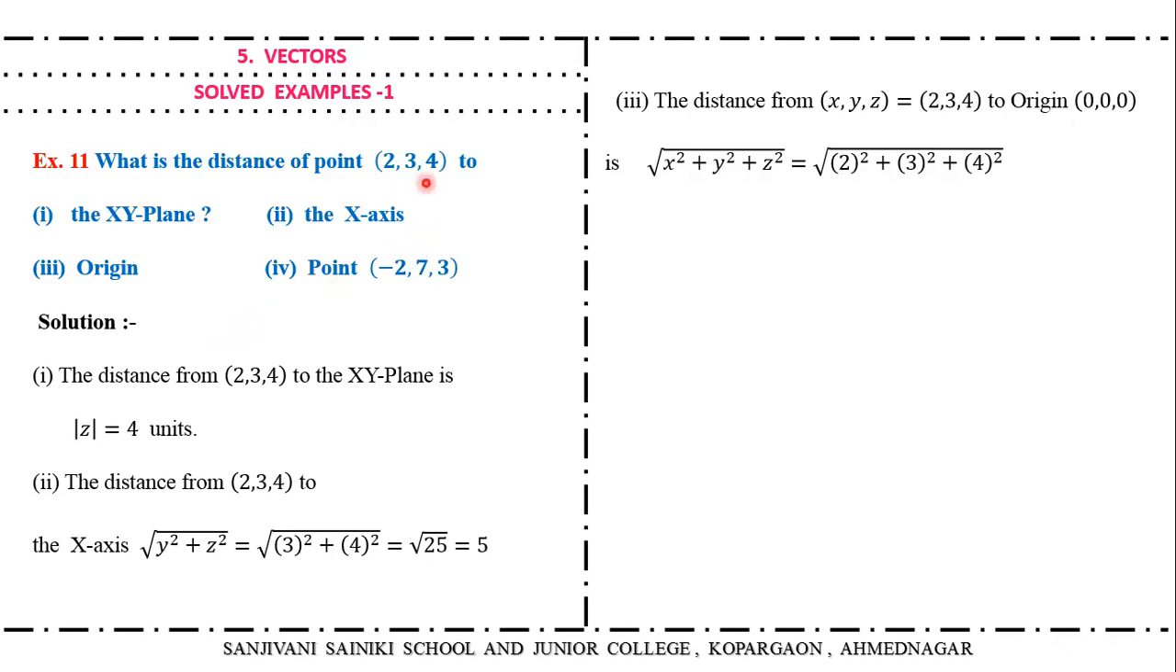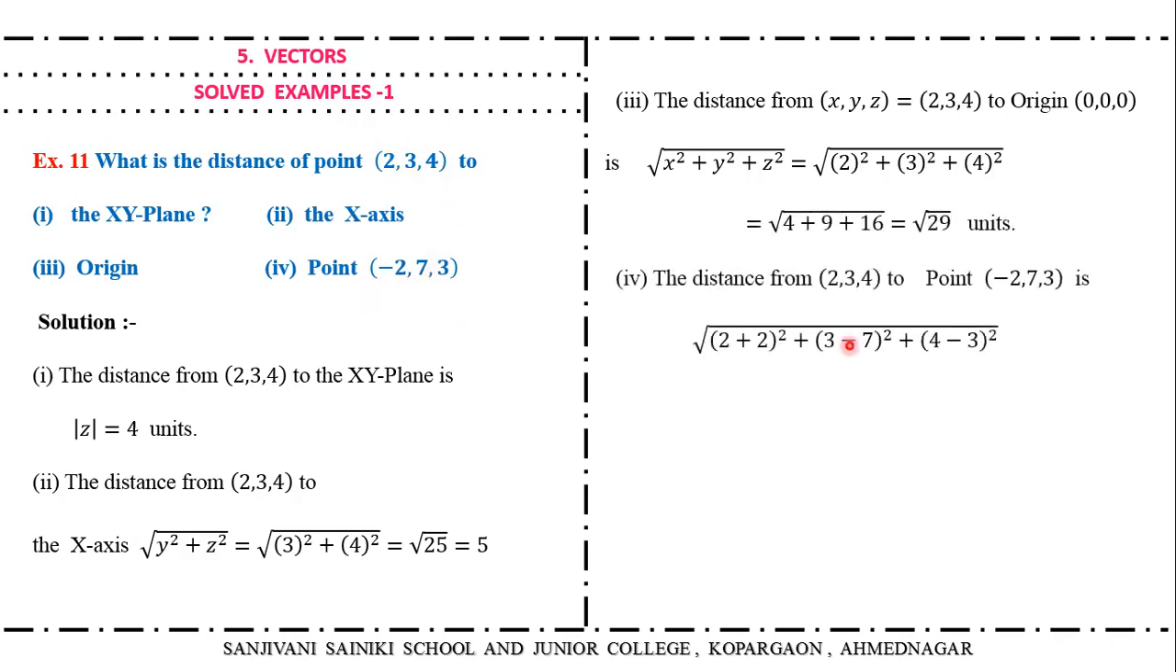And finally, to find the distance between two points, we use the formula: square root of x2 minus x1 bracket square plus y2 minus y1 bracket square plus z2 minus z1 bracket square. So we take 2 minus 2, 2 minus of minus 2, 3 minus 7 and 4 minus 3 to get the distance between these two points. So we get it to be root 33 units.